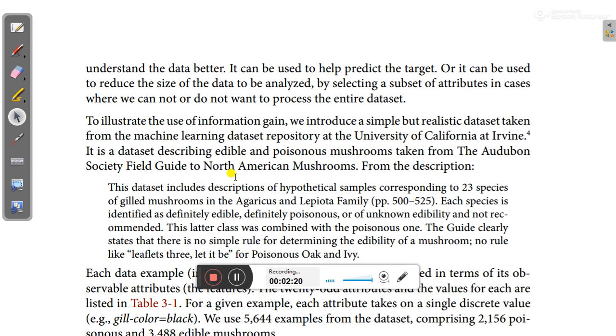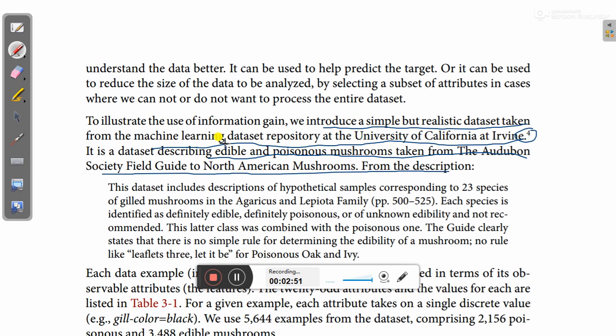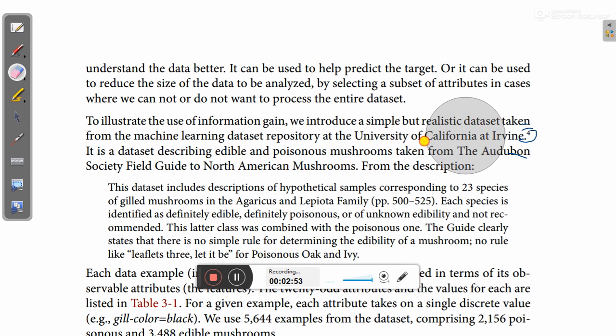To illustrate this information gain, we'll start with a simple but realistic example dataset taken from the machine learning datasets repository at the University of California at Irvine. You can see this dataset here. It is a dataset describing edible and poisonous mushrooms, taken from the Audubon Society Field Guide to North American Mushrooms. The description says this.